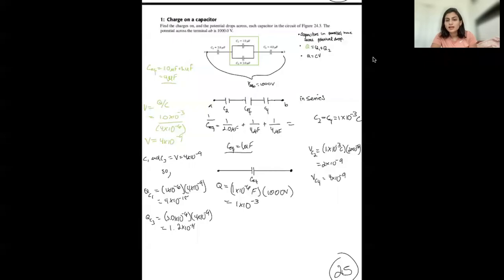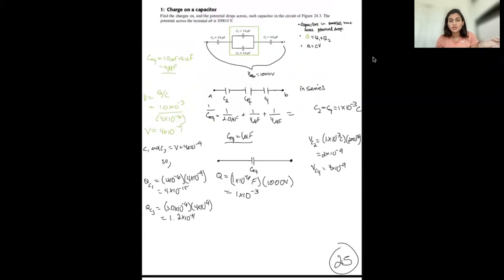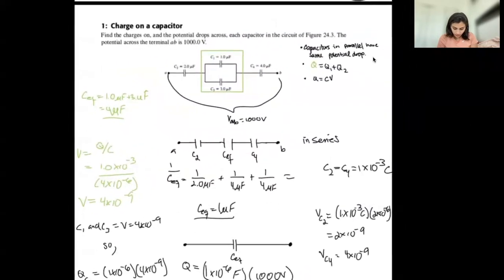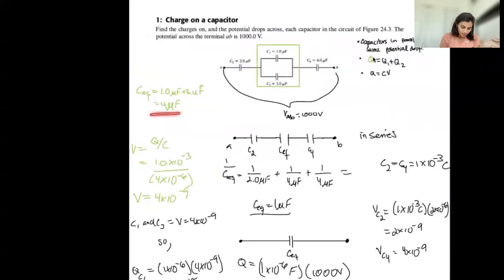Okay, so this is a fundamental question from chapter 25. This one is a little bit long just because there's a lot to do. So the first thing that you have to do is condense this down. These capacitors are parallel capacitors, which means that their C equivalent is 4 microfarad.